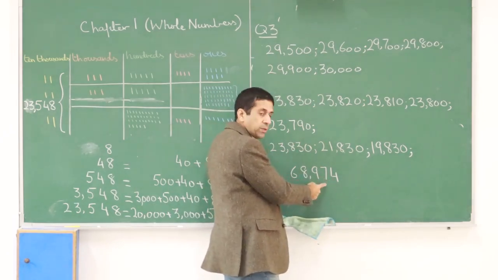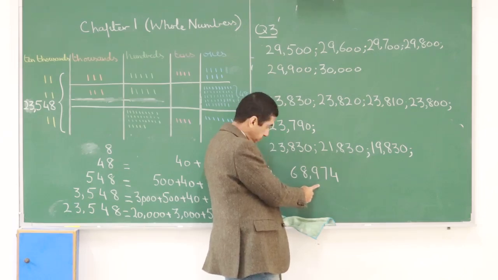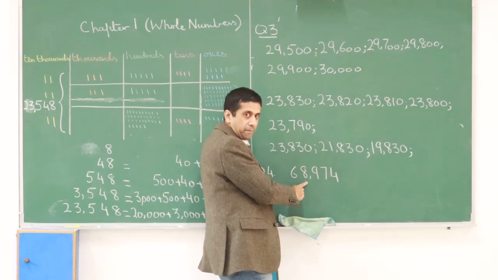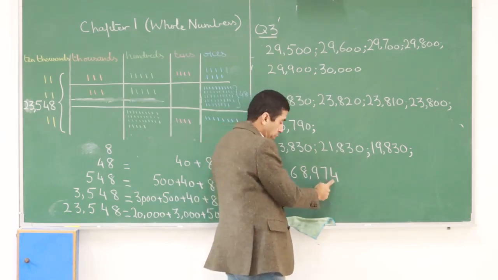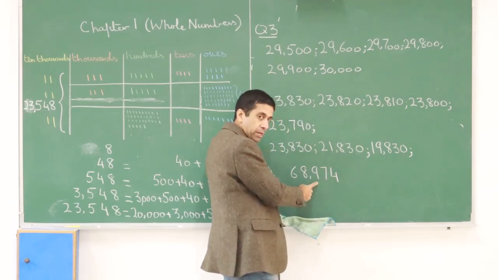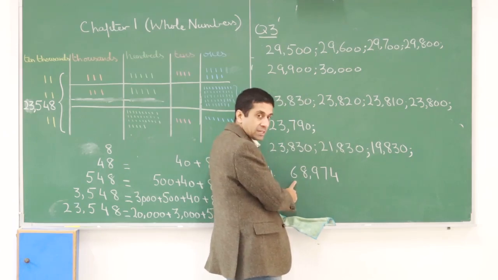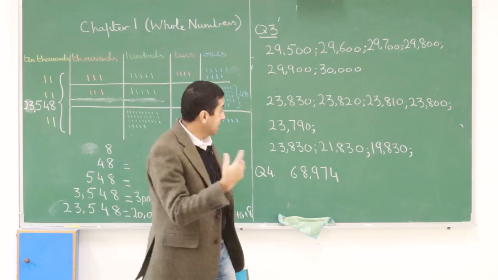4. The value of this 7? 70. The value of this 9? 900. The value of this 8? 8,000. And the value of 6? 60,000. So it's 4 ones, 70, 900, 8,000 and 60,000. That's why it makes 68,974.